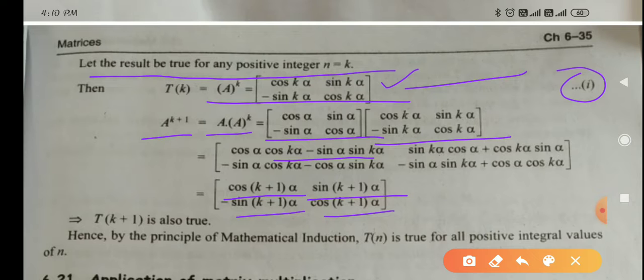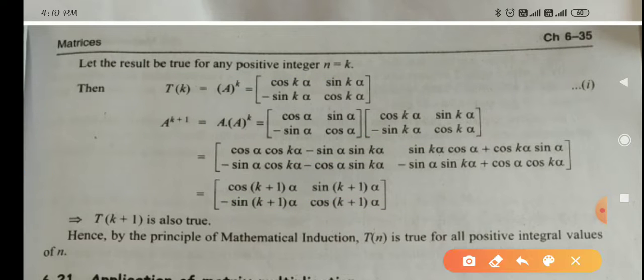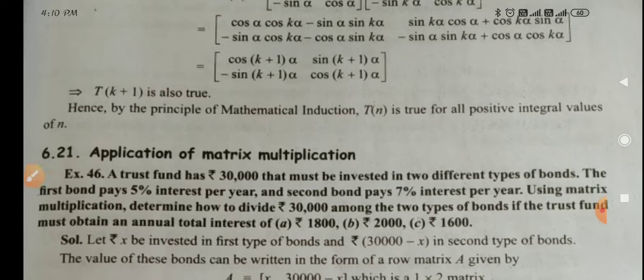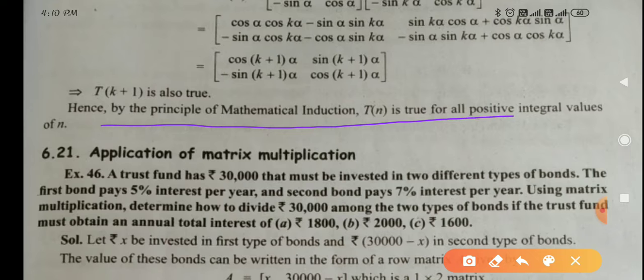So in place of k you can see k plus 1, everywhere k plus 1 is coming. So it means that A to the power k plus 1 equals this RHS which we have proved. So T k plus 1 is also true. So the given statement is true for every positive value of n. Hence, by the principle of mathematical induction, Tn is true for all positive integral values of n.